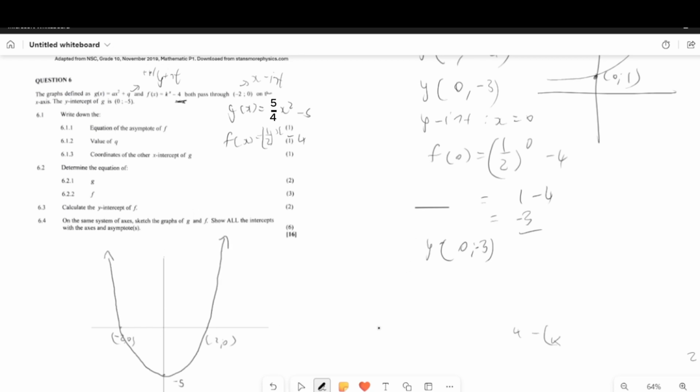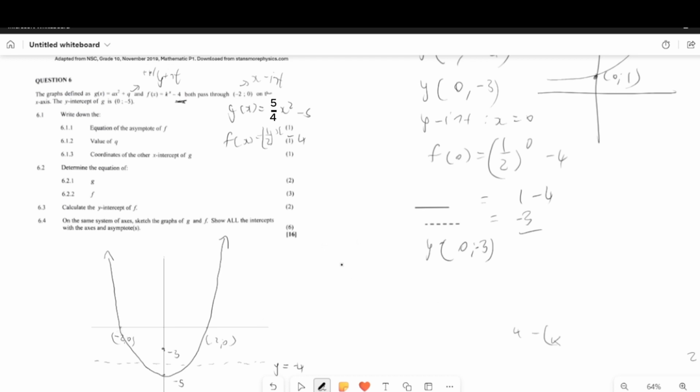And for the exponential function, we know that the exponential function has an asymptote that lies at minus 4. It lies at minus 4. So I'll call this y is equal to minus 4. I know that the intercept is at minus 3. And I know the function passes through this point here.